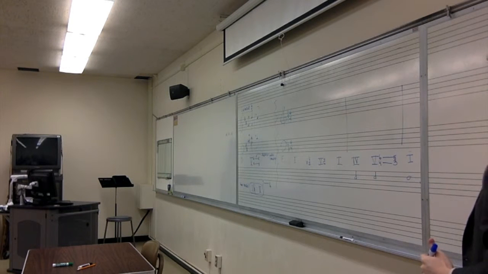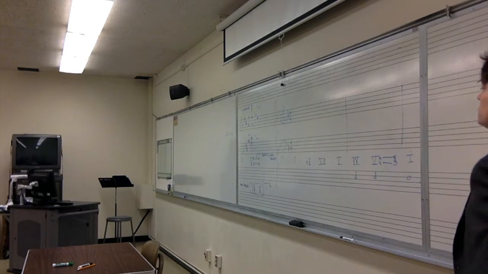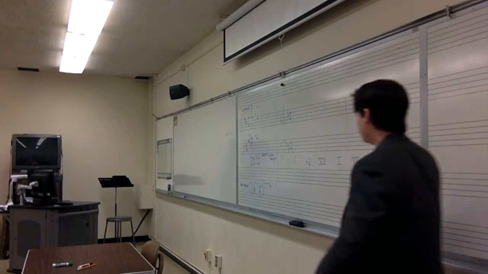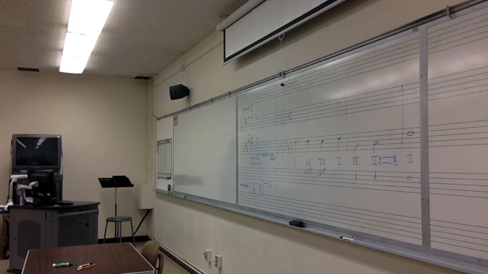Okay, so from this progression, let's go ahead and write the bass voice first. We can tell that from the Roman numerals. We have a new inversion of 2/7 here that we're using. Okay, so here's our bass line.